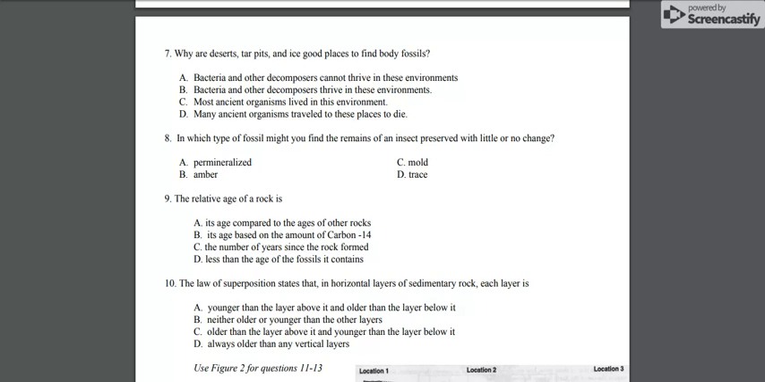Number 8, in which type of fossil might you find the remains of an insect preserved with little or no change? A, permineralized. B, amber. C, mold. Or D, trace.